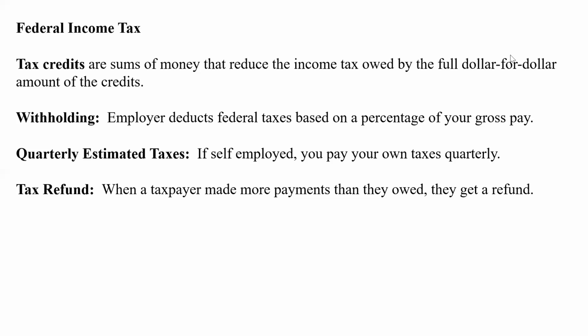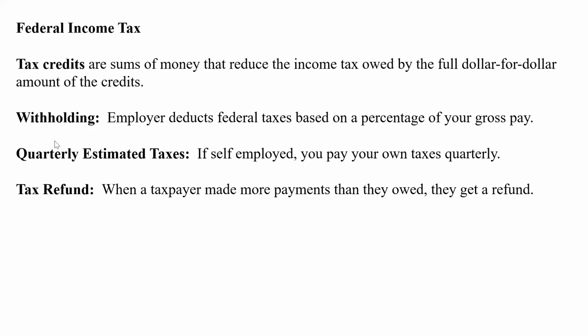All right, so here we got federal income tax. There are things called tax credits, which are sums of money that reduce the income tax owed by the full dollar-for-dollar amount of the credits. And so sometimes we can take those. There's also things called withholdings, and employers deduct federal taxes based on a percentage of your gross pay. So when you're looking at your pay stub, the withholdings are how much they took out for federal taxes.